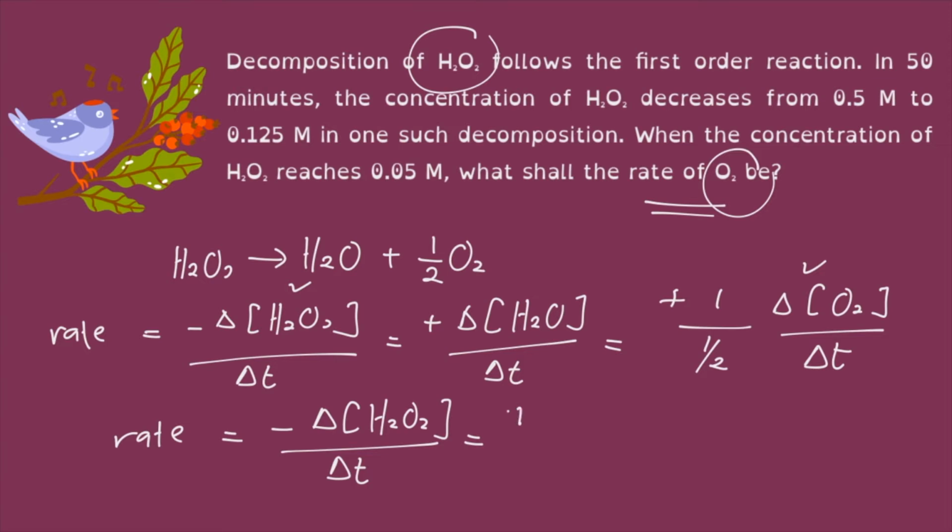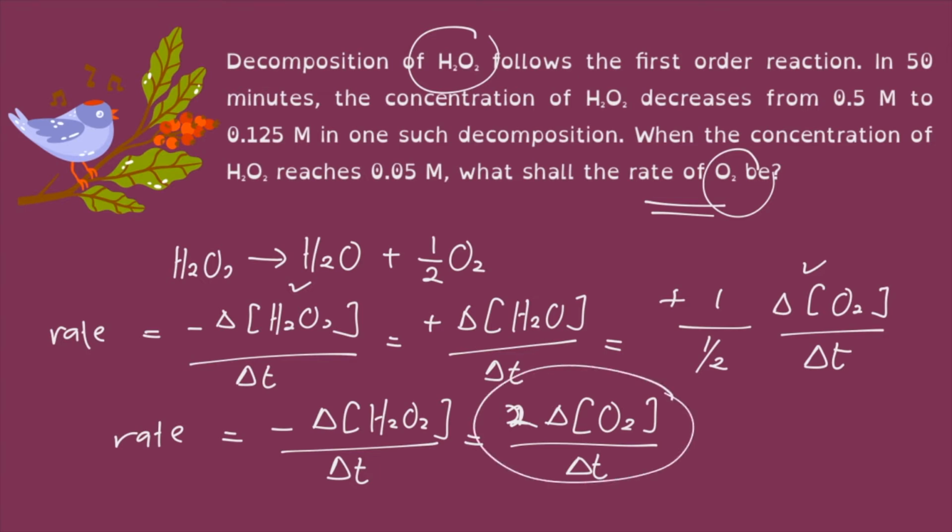2 delta oxygen gas over delta t. This one you need to just bring this up so you get this. But in the question, you were not asked to calculate 2 delta oxygen gas over delta t. So we are going to manipulate this into the thing that we can use further on.